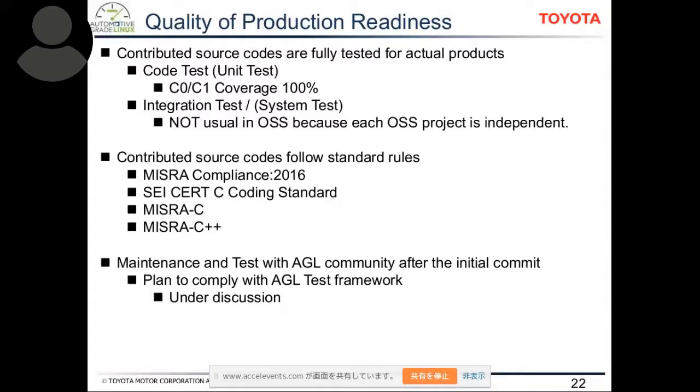So another topic for production readiness is quality requirement. Contributed source codes are fully tested for actual products. For example, these codes achieve 100% of C0C1 coverage and pass integration test and system test. Those tests are not usual in OSS, because each OSS project is independent.